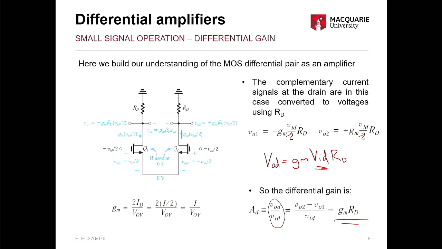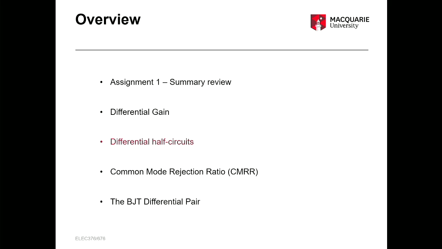Okay. And remember, if you need to calculate that overdrive voltage VOV, that can be done from the equations we looked at last week. We'll go through that one again today, but that's based on the common mode condition with the current being split across the two. So based on a current of I divided by 2 on each side. Okay, so that was just to review the end of the last lecture. So now we're going to look at differential half circuits.